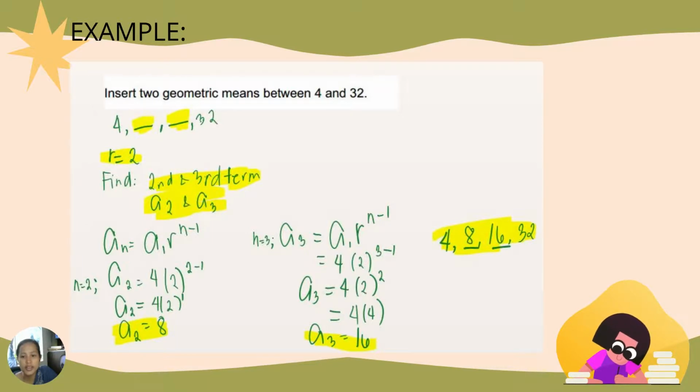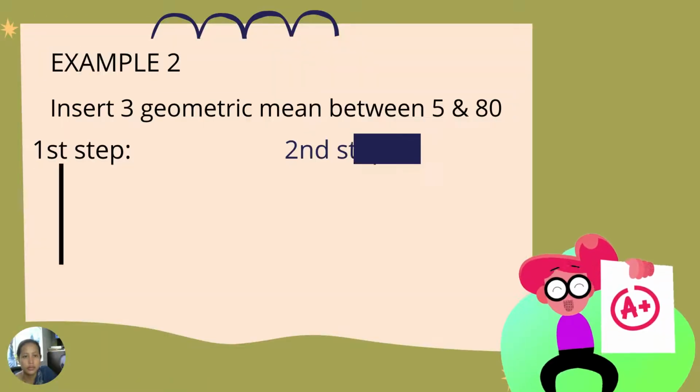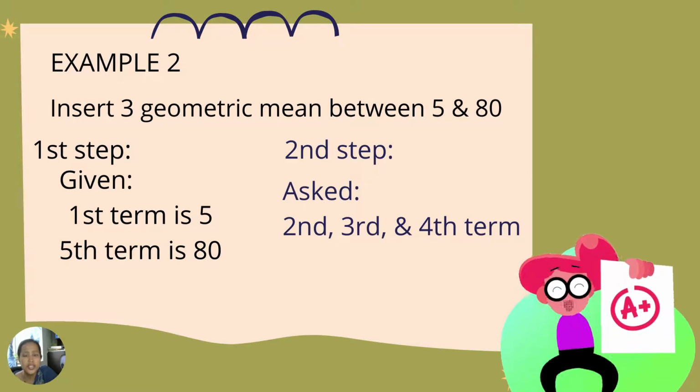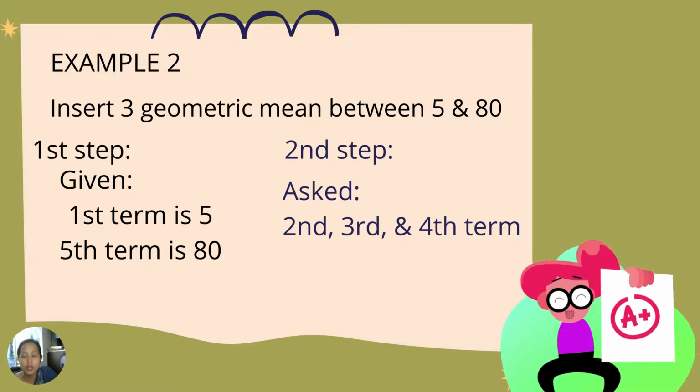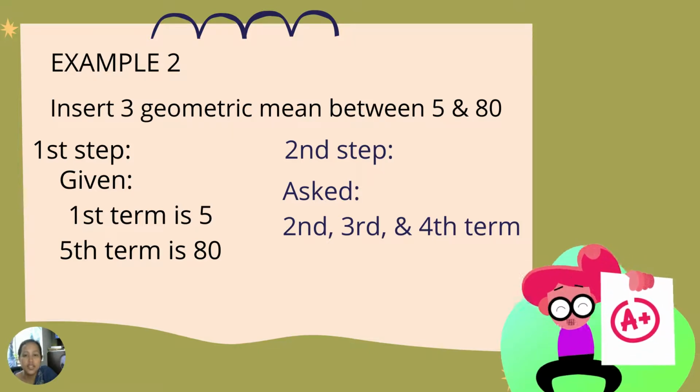Now let's go to another example. Insert 3 geometric means between 5 and 80. So what are you going to do first? You are going to understand the given problem. You're asked to insert 3 geometric means between 5 and 80, and identify what the given facts are.